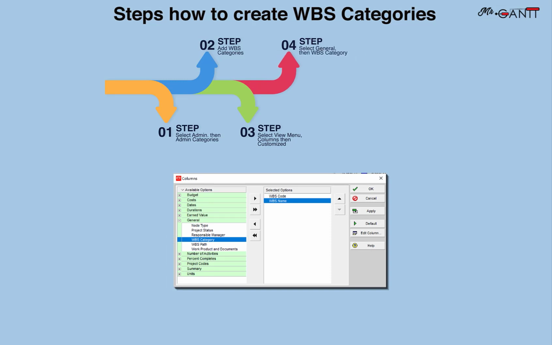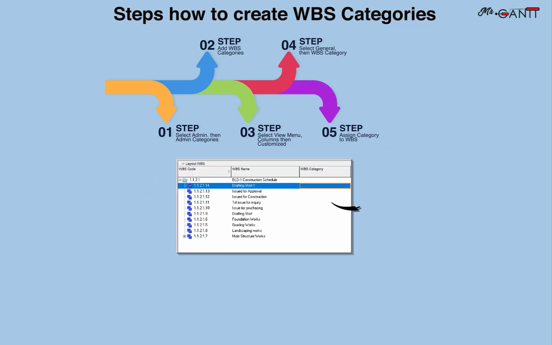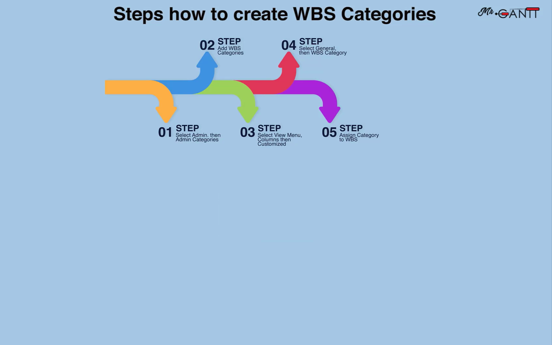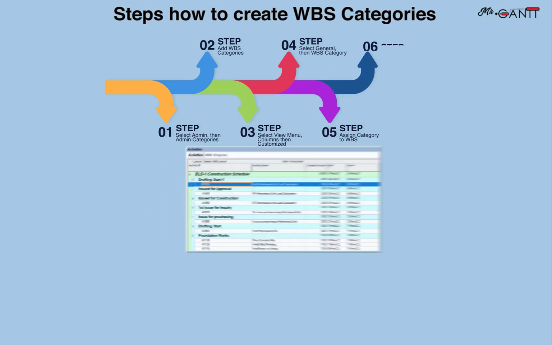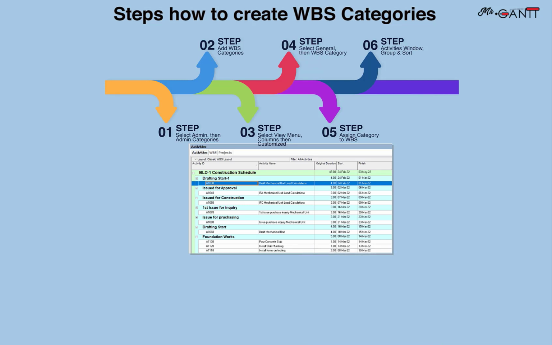Step 4. Select General, columns, then WBS category. Step 5. Assign category to WBS. Step 6. Activities window, group and sort.